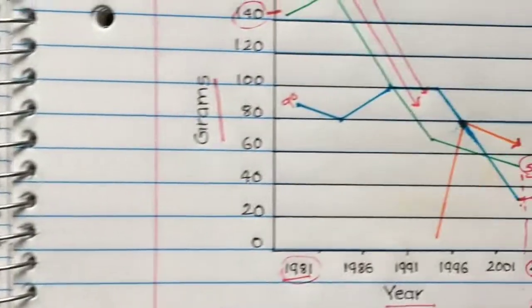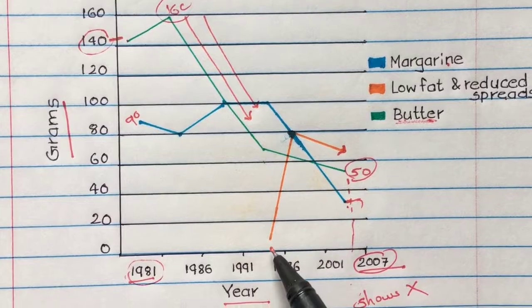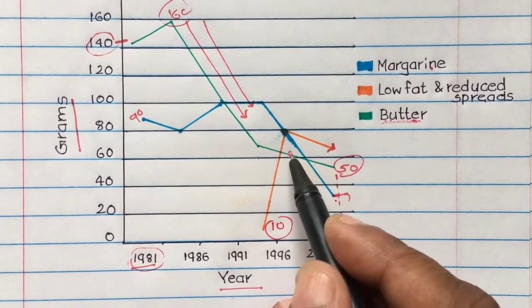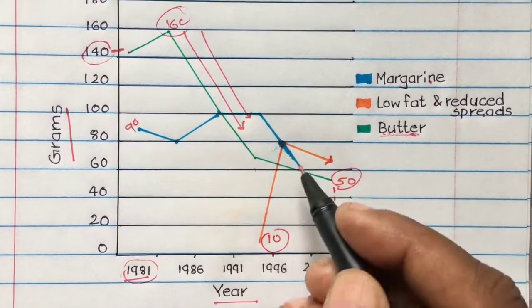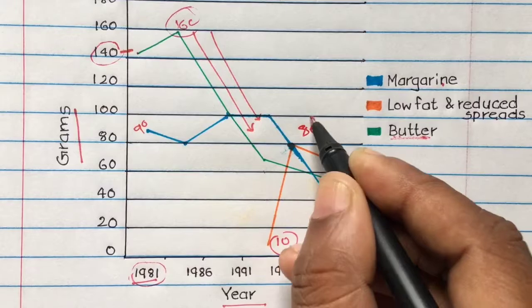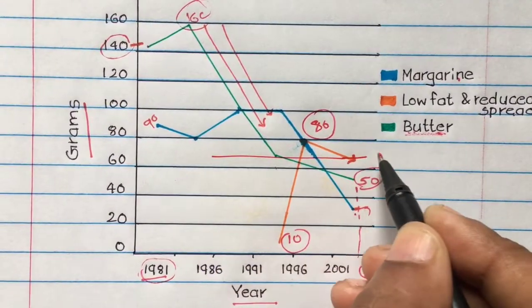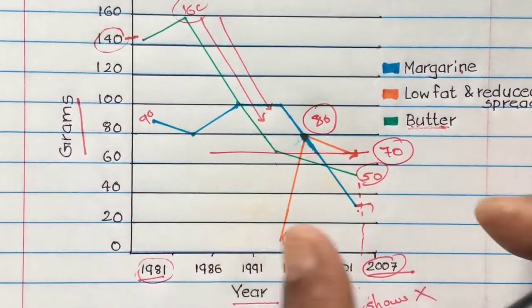Let's see with the help of the diagram. See, low fats and reduced spread is about here, the orange line, and it started at almost 10 grams and then later it increased exponentially. I mean, you can say it skyrocketed to a rate of 80 grams, and then however it decreased to some extent, but still it maintains 70 grams. So this is about my task 1 line graph.